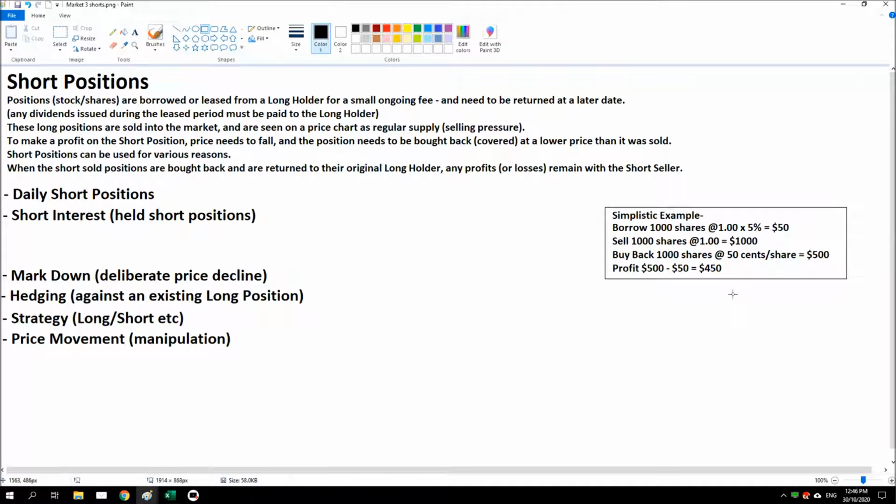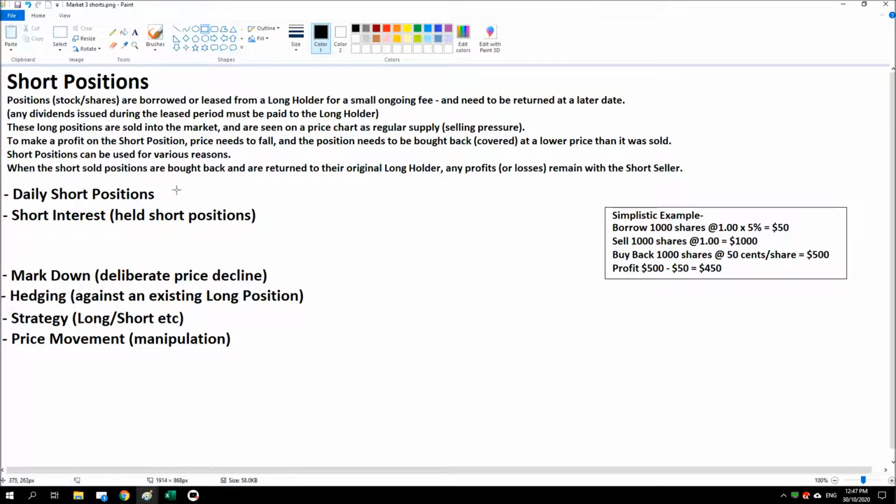Now, as a quick example over here, if you borrow 1,000 shares at $1 each, that's their current trading price, and you're going to pay a fee of 5% for the period you've agreed to hold them for to the long holder. This is a very simplistic example, so just go with it. You sell those 1,000 shares into the market, you then are holding $1,000. But at some point you need to buy them back to return to the long holder. You buy back those 1,000 shares at 50 cents a share, so the price has dropped by half. It's cost you $500 to buy back those shares, so you've made a $500 profit. It's cost you $50 to lease the shares, so you make $450.